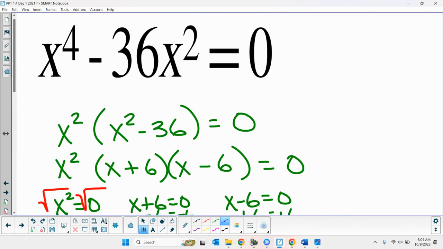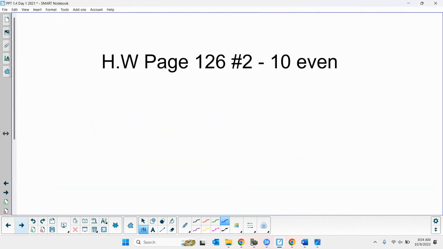All right, so lots of factoring on today's assignment. Only 5 problems though. Any questions? So 2 to 10 even on page 126. Only 5 problems. So to get a 5 for your homework, do all 5 of them. And if you got time, you should probably get it done.